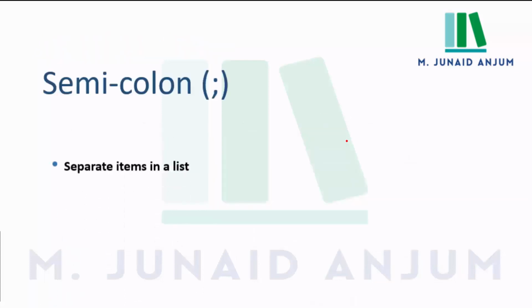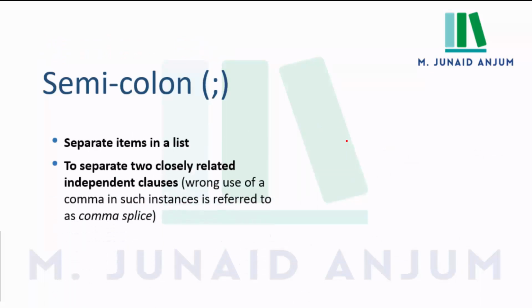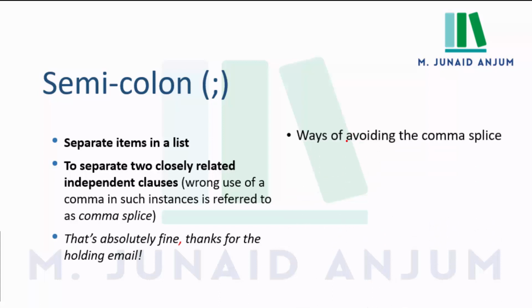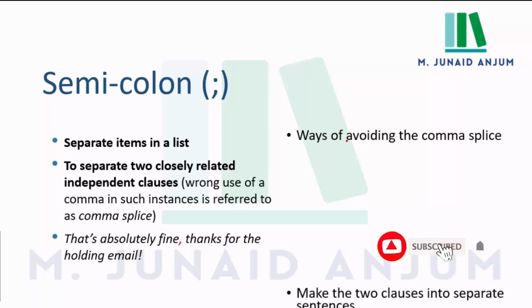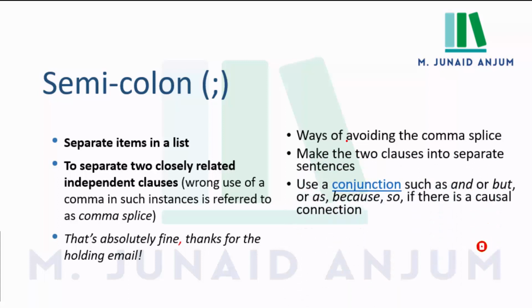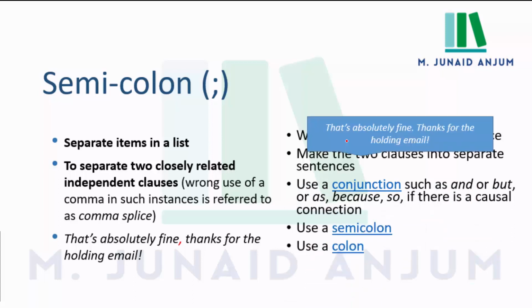The next thing is the semicolon, basically used to separate items in a list and to separate two closely related independent clauses, and that's absolutely fine. Here is an example of a comma splice: thanks for the holding email, and you can see the comma is wrongly placed. Ways of avoiding the comma splice: mark the two clauses as separate sentences, use a conjunction such as and or but, use a semicolon instead of a comma, or use a colon. That's absolutely fine.